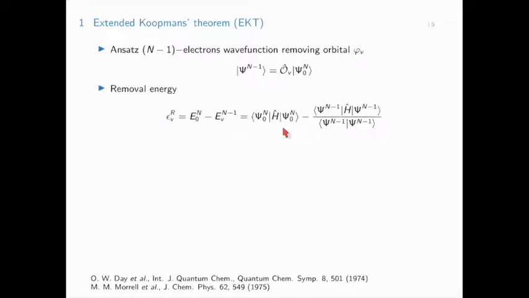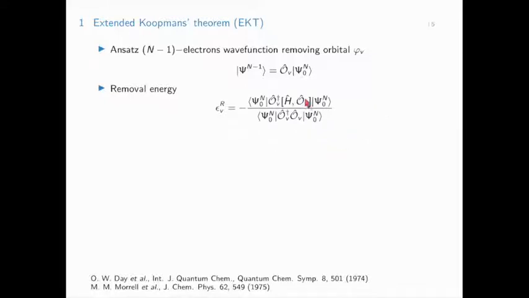The removal energy can be expressed in this way as a difference of expectation values of the Hamiltonian. If we use this ansatz for the wave function of the n-1 electron system, we obtain this expression. One can show that this difference can be written in a more compact form in this way, in terms of this commutator between the Hamiltonian and the destruction operator of V.